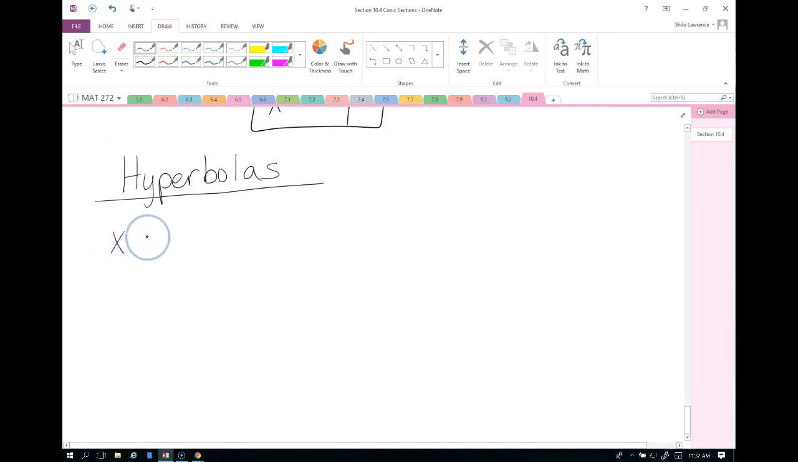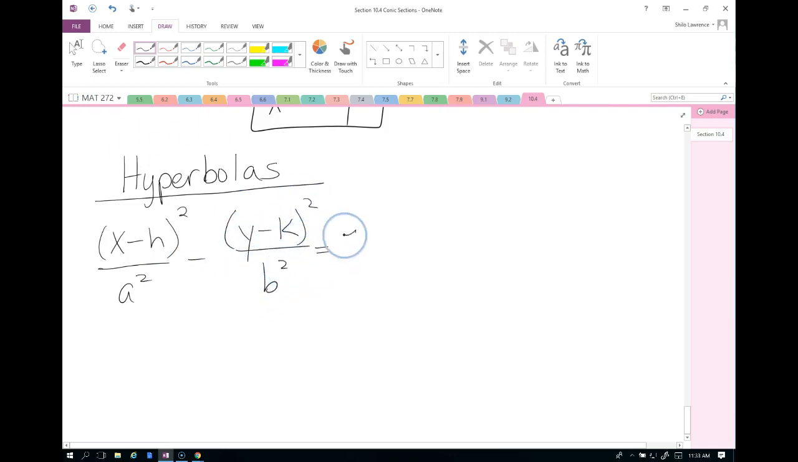The formula looks very similar to that of an ellipse. There's one major difference. As I write this, see if you can spot the difference between the equation of an ellipse and the equation of a hyperbola. The major difference is right here. With an ellipse, we had addition between our two terms. For a hyperbola, we've got subtraction. Everything else about this formula is exactly the same.